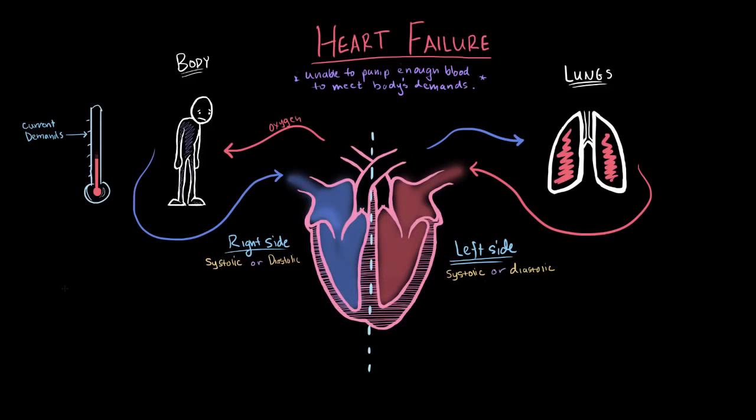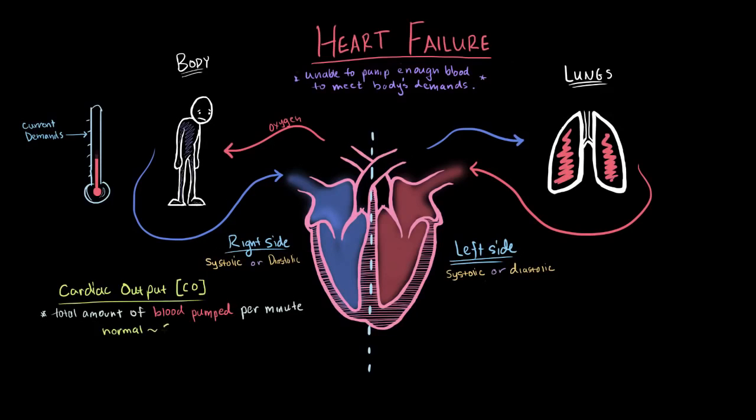So now that we've kind of nailed those down, let's talk about this really important way that we measure the heart's ability to meet the demands of the body, and that's called cardiac output. Cardiac output represents the total amount of blood that the heart's able to pump every minute, usually given in liters of blood per minute. And a normal cardiac output is around 5 liters per minute.